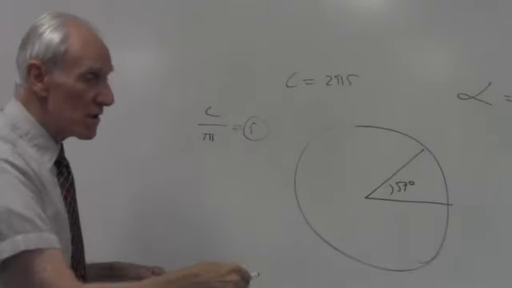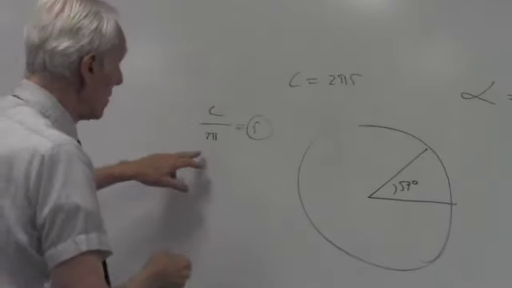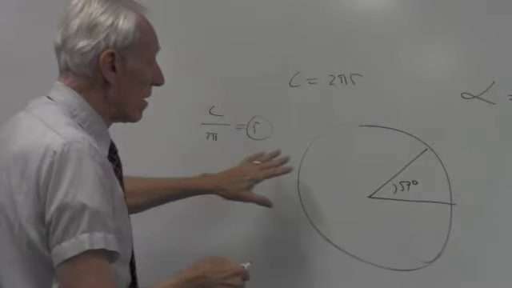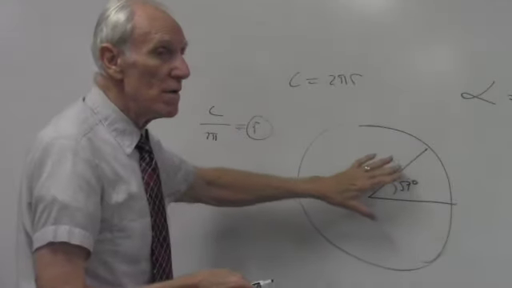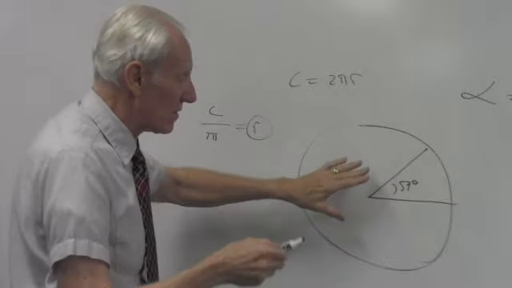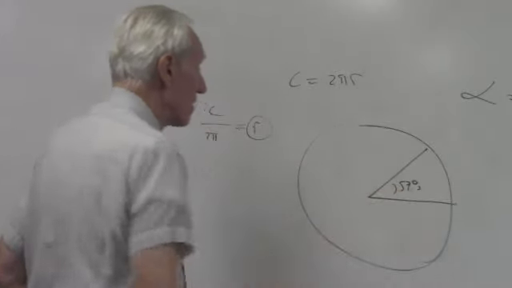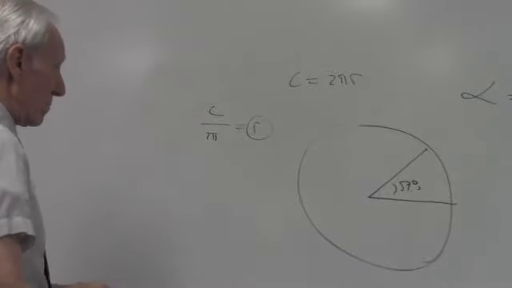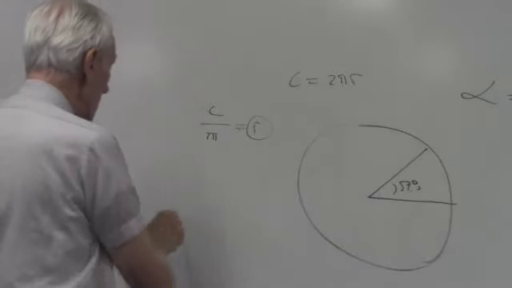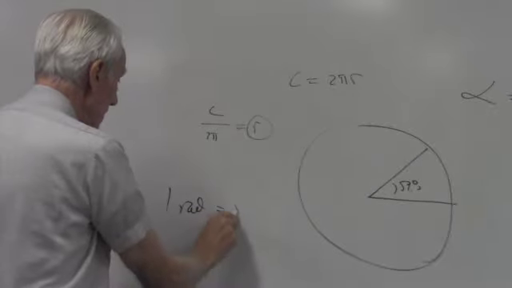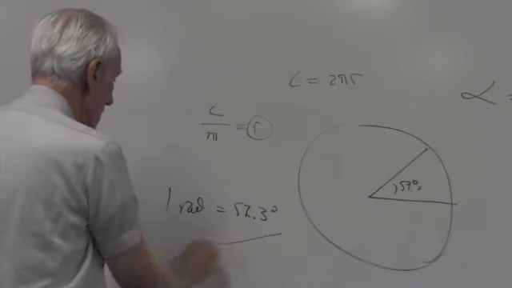There's 360 degrees in a circle. If you divide by a number that's a little over 6, you're going to get a number that's a little under 360 divided by 6, which is 57.3 degrees, if you want to be a little more exact. So 1 radian is 57.3 degrees.